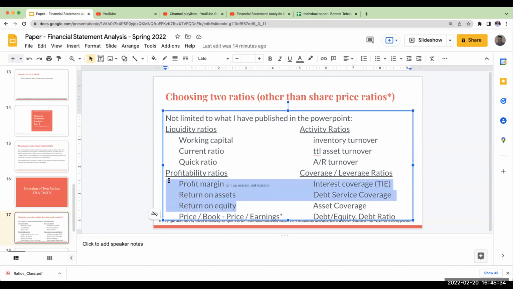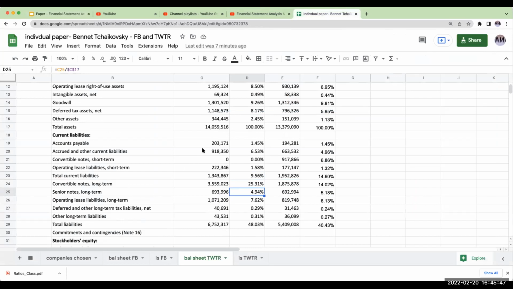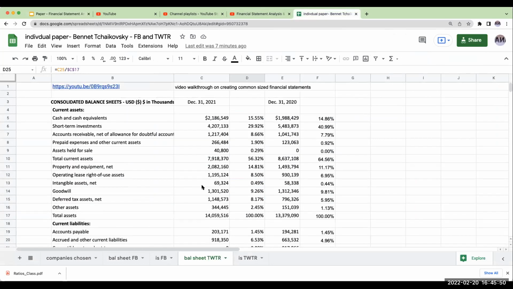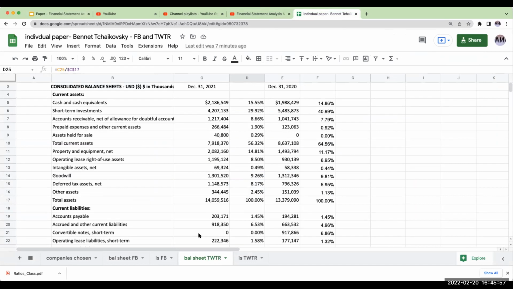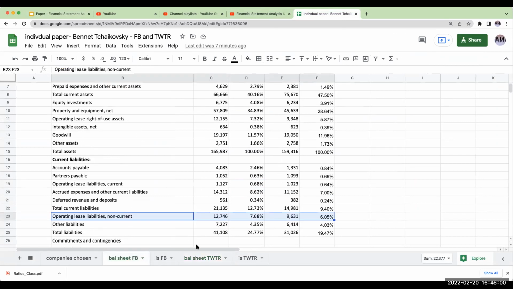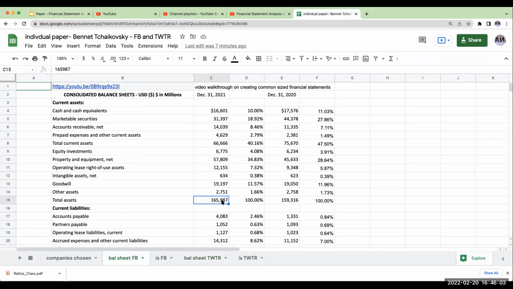Now, as far as the profitability ratios, this is where it gets a little more interesting. When I look at Twitter and Meta Platforms, what I'm really looking at is, how good are they at returning on their assets? How effectively are they able to use their assets? So with Facebook, as we're looking at their assets, they've got about 20 billion in goodwill. They've got about 57 billion of property and equipment.